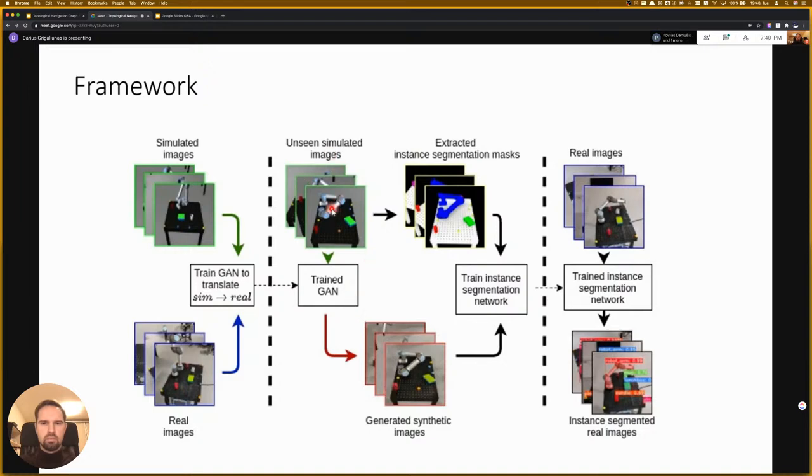And because we're using a simulated environment, we can extract needed information from it. In this work, I used instance segmentation networks, so I inserted instance segmentation masks and trained the network to detect and segment the objects. And after the training, you can provide real images to this instance segmentation network, and it will be able to detect objects in the real world, even though it was trained on synthetic images.